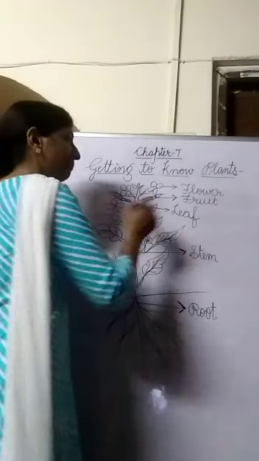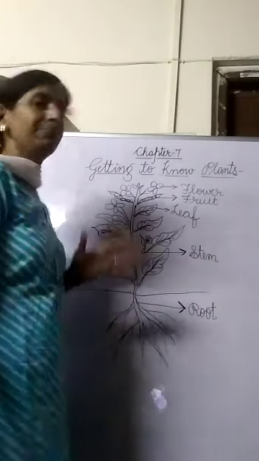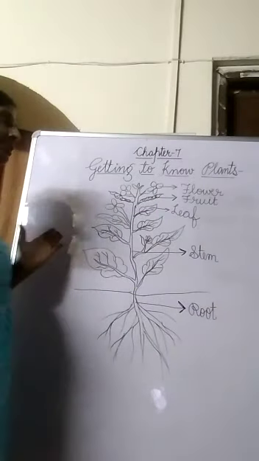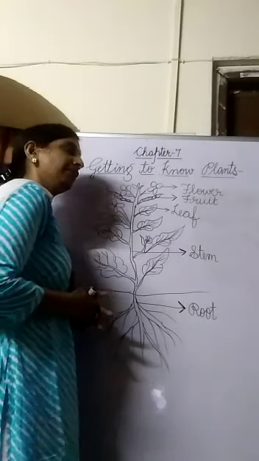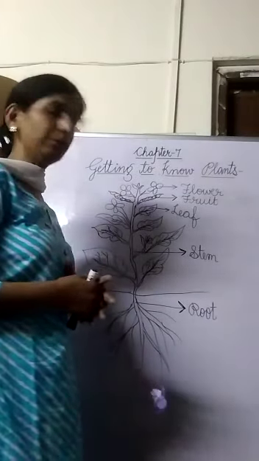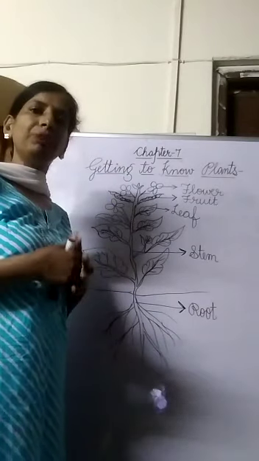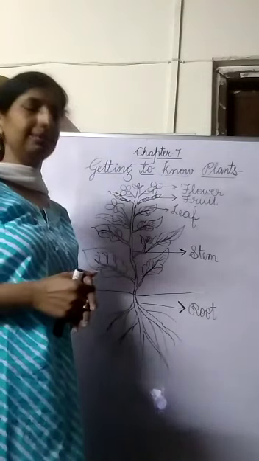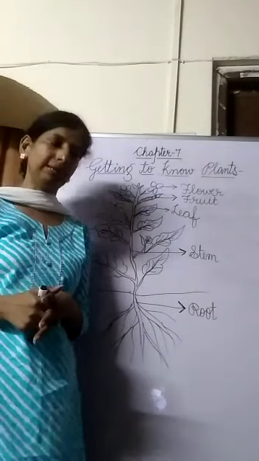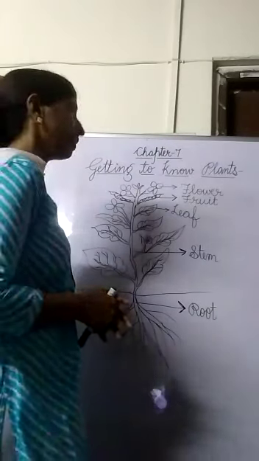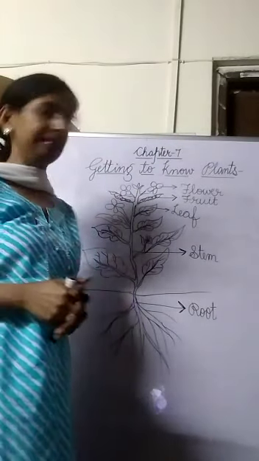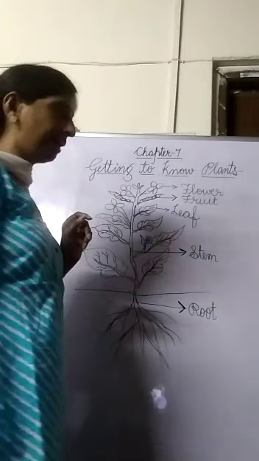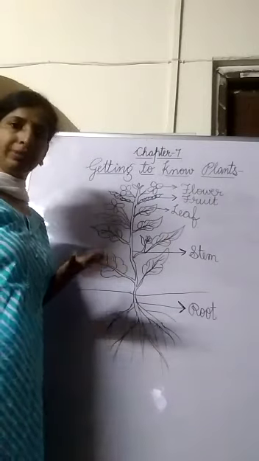Right? So leaf is an important part of a plant as it prepares food for the plant by the process of photosynthesis. What is photosynthesis? It's a process by which green leaves prepare their food with the help of carbon dioxide, water and sunlight. So the four essential things for photosynthesis are carbon dioxide, water, sunlight and chlorophyll. Chlorophyll is a green color pigment present in the leaf. So leaves are called the food factory of a plant as they prepare food for the plant.